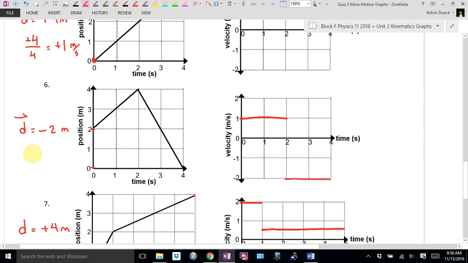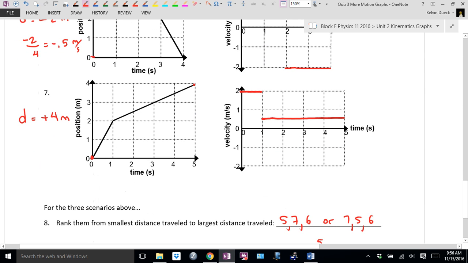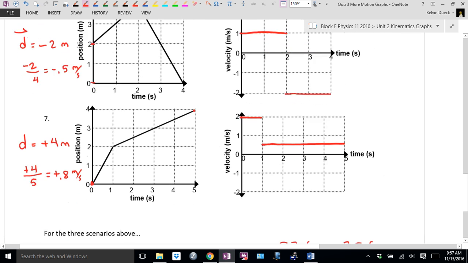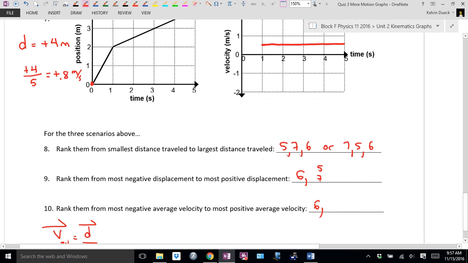The second graph, the displacement is negative 2. The time is still 4 seconds. Bryce, you'll agree with me, negative 0.5 meters per second. The third graph, the displacement is positive 4. But Paige, what's the time of this graph here? So I think I get positive 0.8 meters per second. So here, if I go from most negative, it's going to be 6 is first, then 7, then 5.